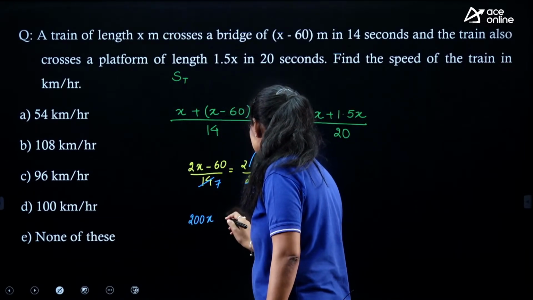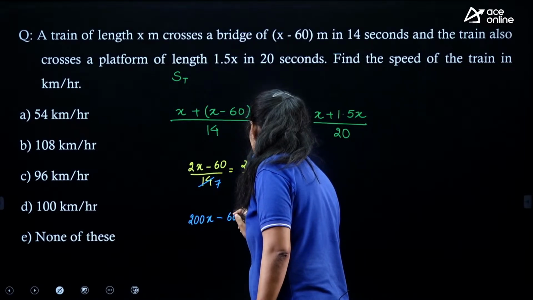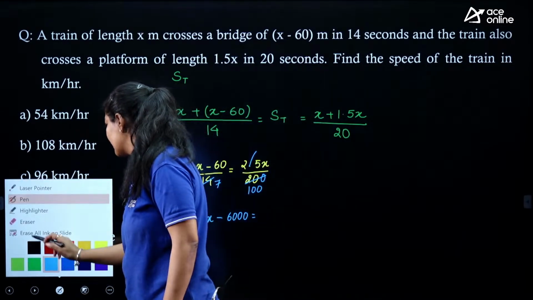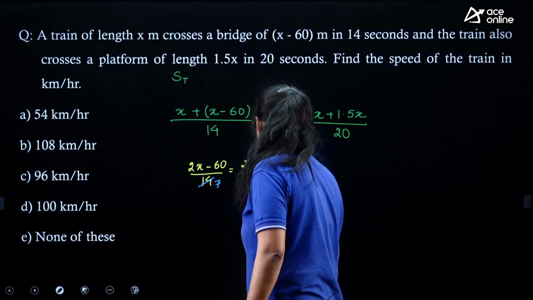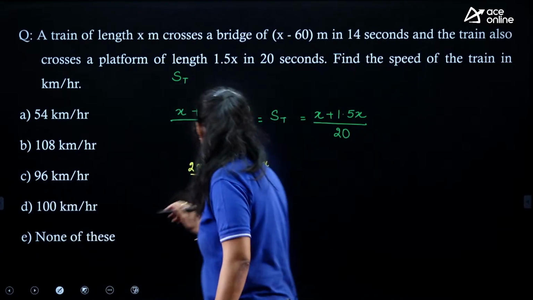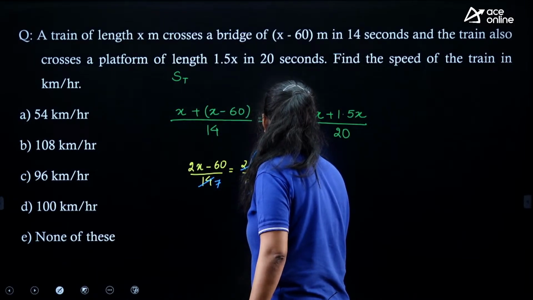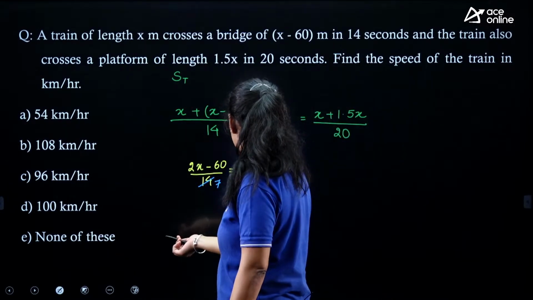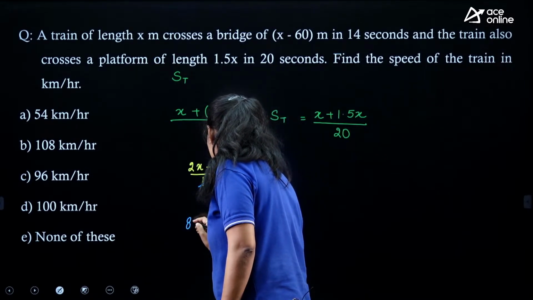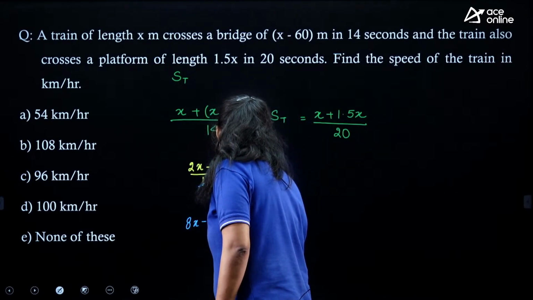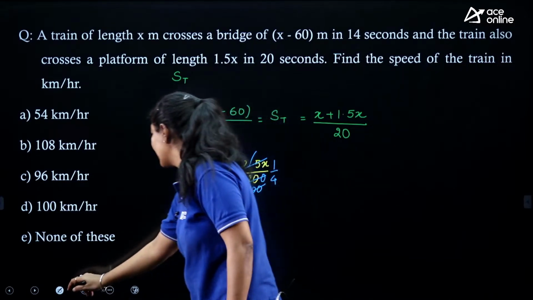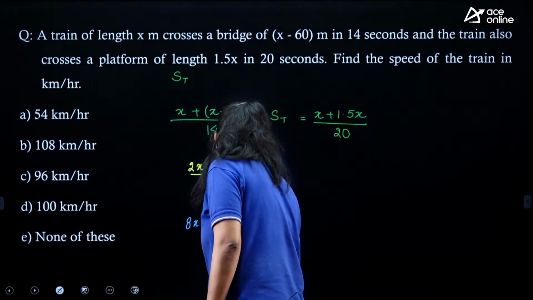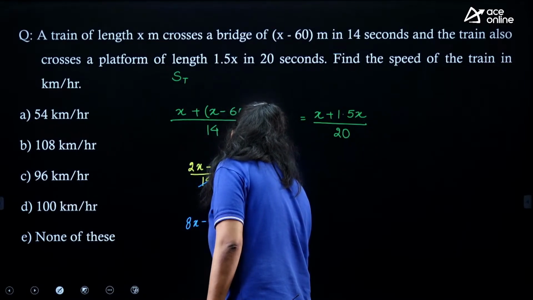So 200x minus 6000 is, or wait, there's one more thing we can do instead of this one. We can replace it as 1 by 4, right? 25 into 4 is nothing but 100. Now we can do the cross multiplication. Here we have 8x minus 150, no, minus 240, sorry, minus 240 is equal to 7x.